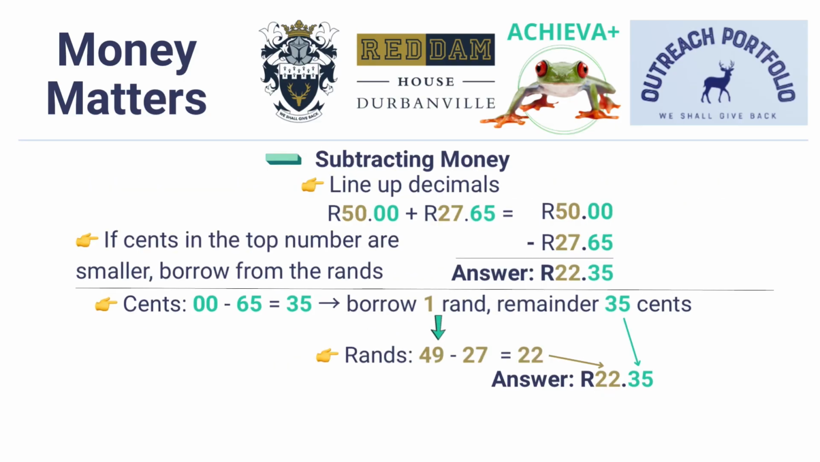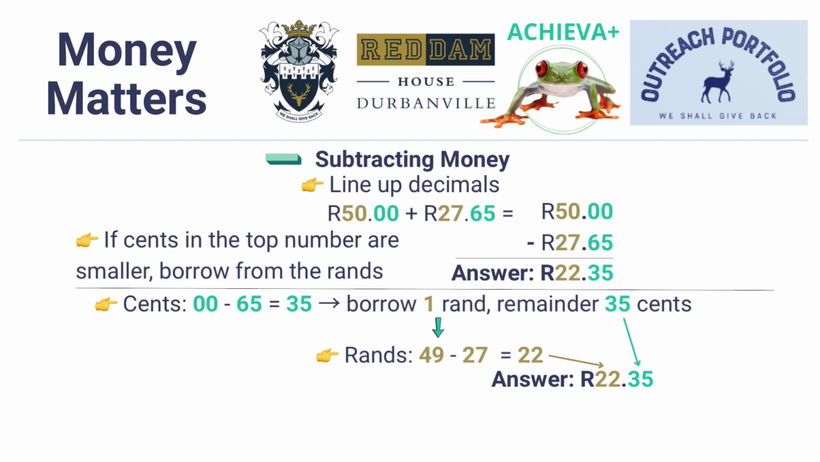Now let's use the same method to subtract money. Line up the decimals for 50.00 rand minus 27.65 rand. If the cents in the top number are smaller, borrow from the rands. The answer here is 22 rand and 35 cents.